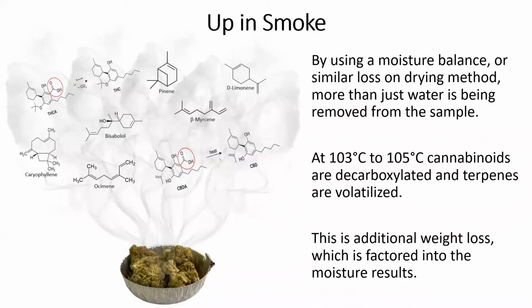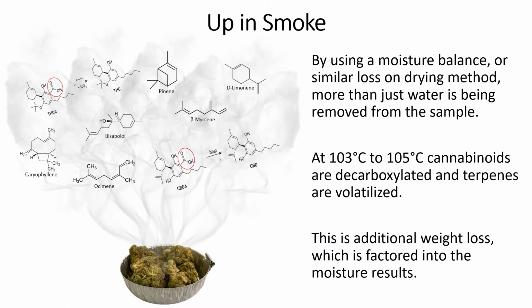So why does cannabis not contain 11 to 15% moisture? Simply put, the current moisture methodologies cause more than just the water to go up in smoke. By using a moisture balance or oven to perform loss on drying calculations, other compounds that make up a large portion of the cannabis flower are lost in addition to the water content. Most moisture balances and oven drying methods require the sample to be heated to 103 to 105 degrees Celsius. When the sample is heated up to this temperature, cannabinoids that are present are decarboxylated and the terpenes are volatilized.